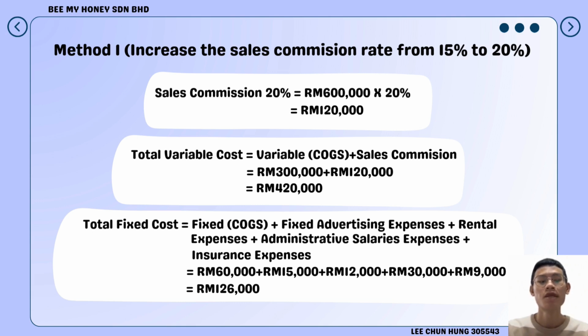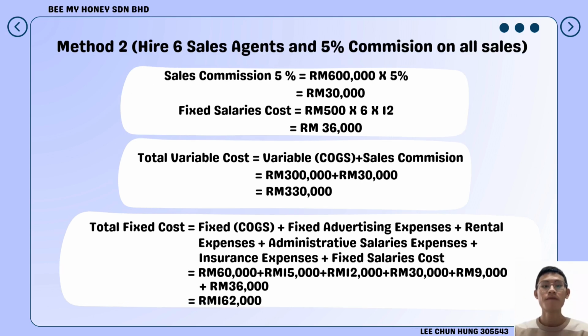For all of these expenses and fixed COGS, we will get it from the statement of profit or loss of the Beast My Honey Sendirian Berhad. Now we find out the sales commission 5% on all sales, fixed salary cost, total variable cost and total fixed cost for method 2. As we know, the total sales are 600,000, so we multiply it by 5% and we will get 30,000 for the total sales commission.